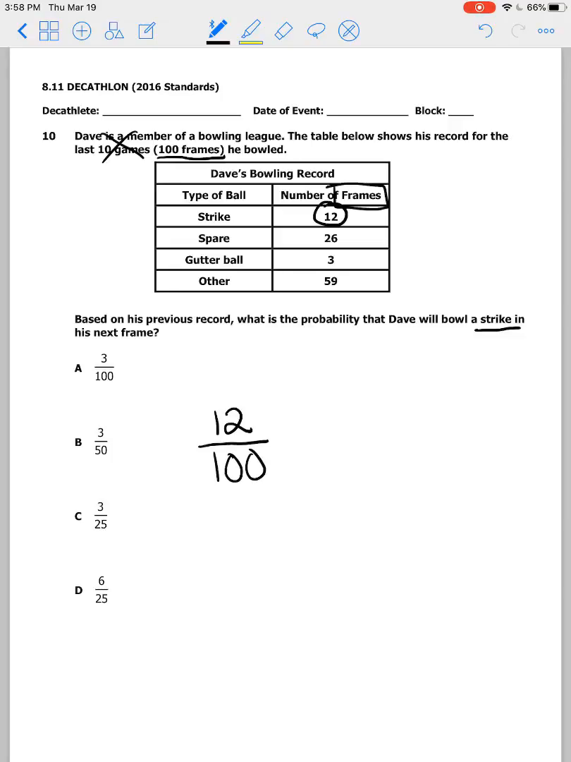But when I look at my answer choices, 12 out of 100 is not an option. So I have to think, what can I divide both 12 and 100 by? And that's 4. 12 divided by 4 is 3. 100 divided by 4 is 25. So it's C.